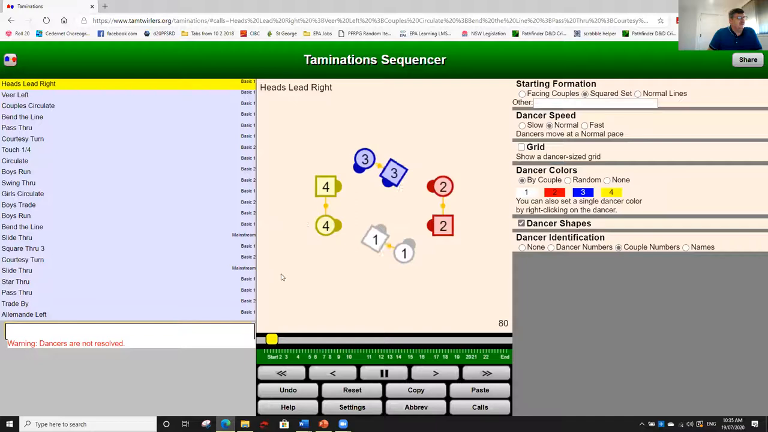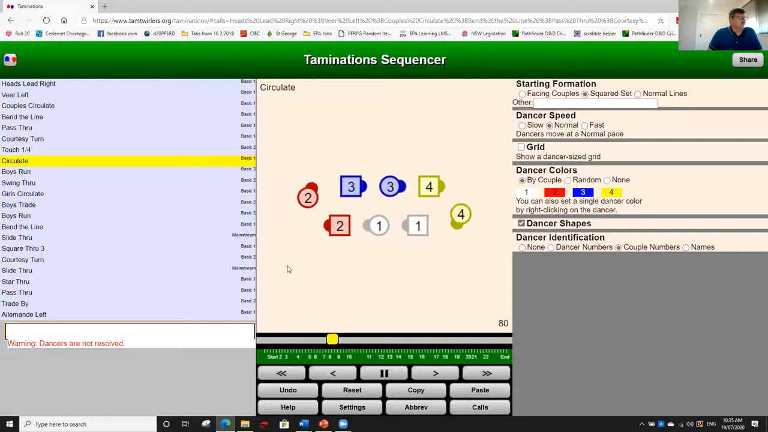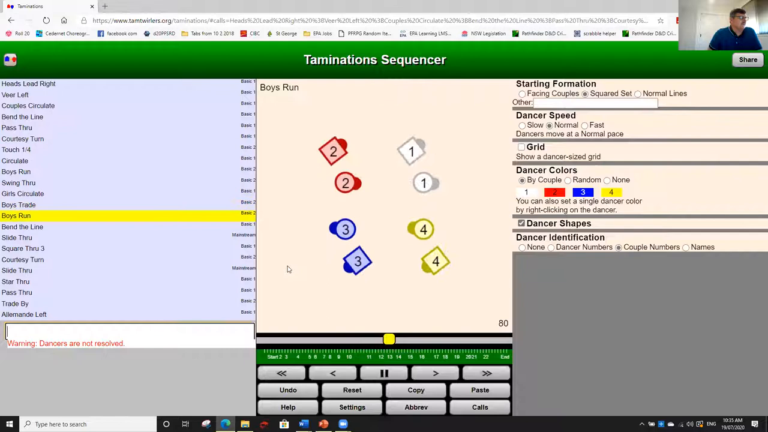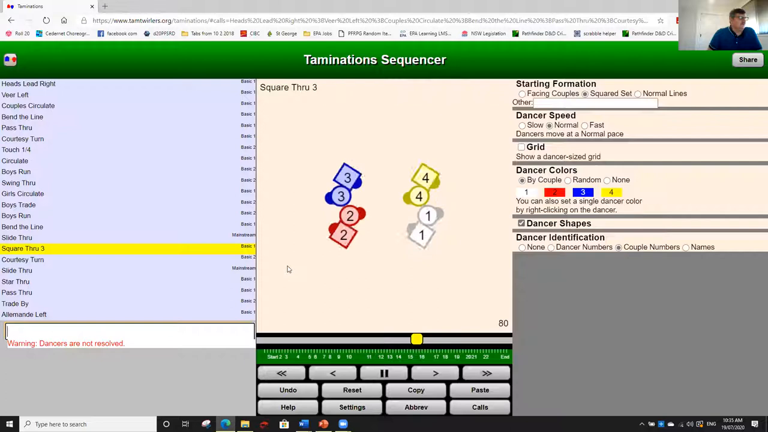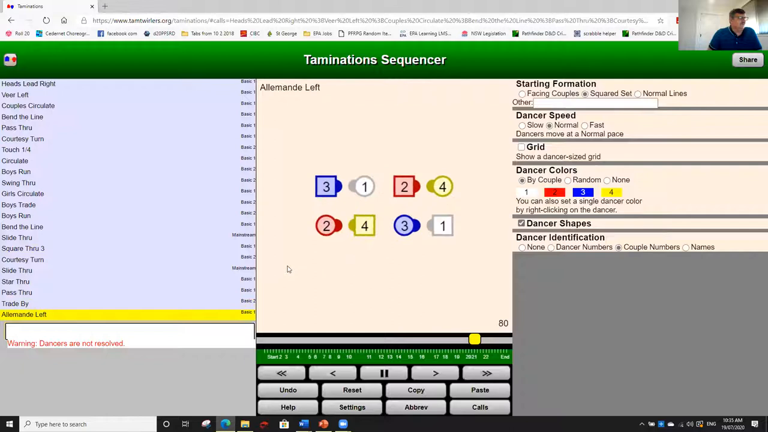what do you think your dancers would think of dancing this? Bend the line and pass through with a courtesy turn. Touch a quarter, all eight circulate. Boys run around a girl and then swing through. Girls circulate and the boys, you are going to trade. Boys run around a girl and then bend the line, slide through. Square through, get three quarters round and then courtesy turn her. Slide through, star through, pass through, trade by. Allemande left your corner. Girl number four is getting dizzy.